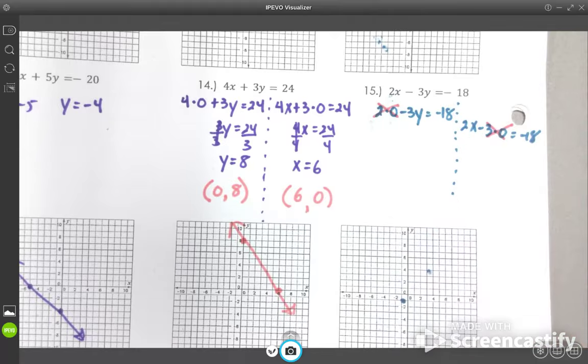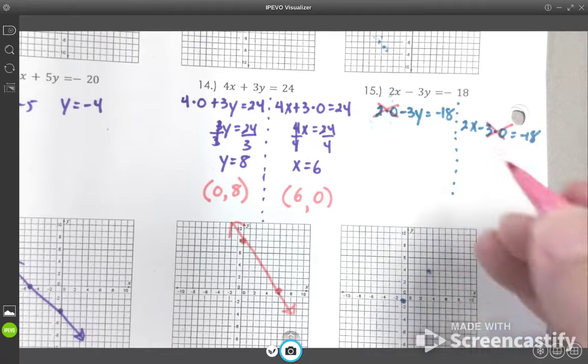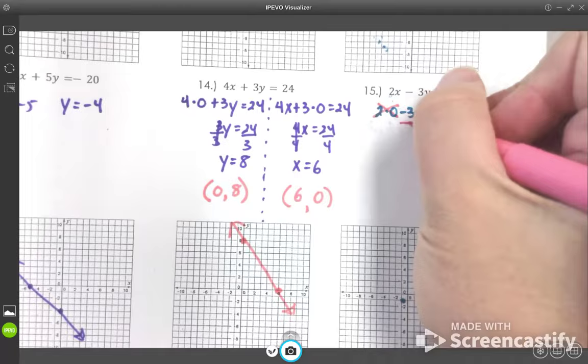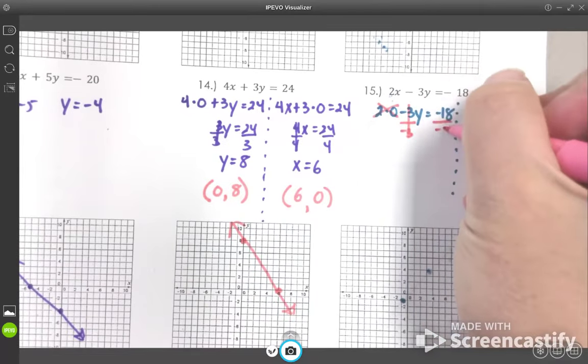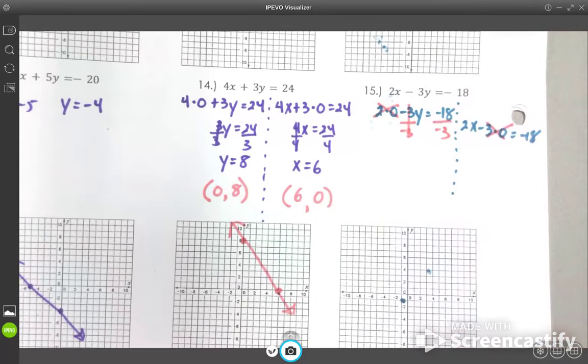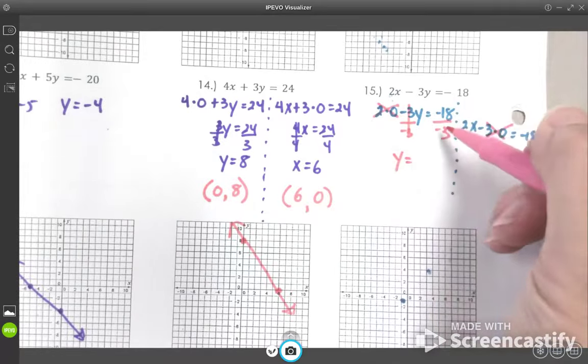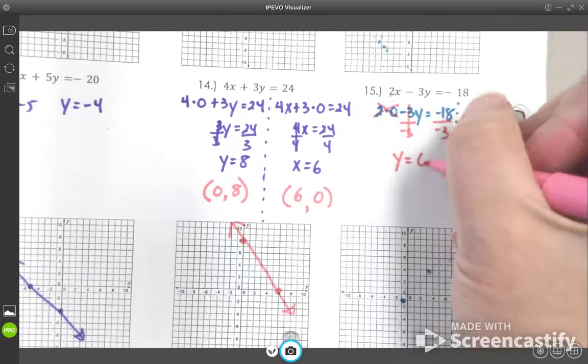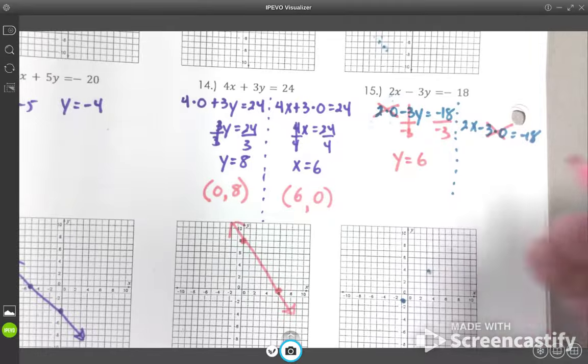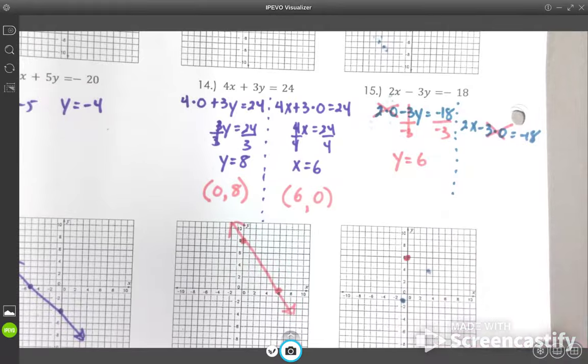And then those of you who are like me and you like showing a little bit of work, if I'm getting rid of that negative 3, I just need to divide by negative 3. Some of us benefit from showing just that tiny step. And then I can see easier, negative 18 divided by negative 3 is a positive 6. So my y-intercept is positive 6.